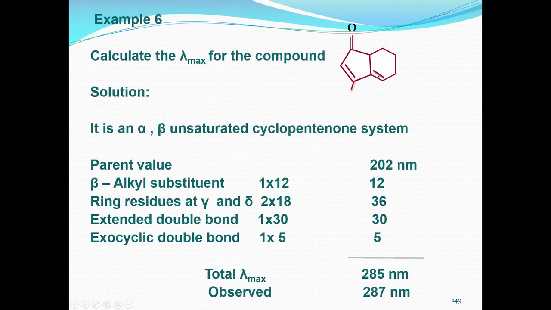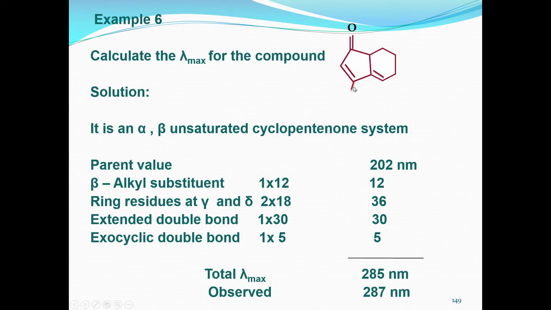This is the compound. Here it is a 5 membered ring, and then double bond, double bond, single bond, and double bond, double bond, but we cannot take this as a conjugated diene, but as a conjugated ketone. So, this is a cyclopentanone system, parent value is 202. If you look at the rules I have given you earlier, they are all there, and there is one beta alkyl substituent. If I take this double bond, single bond, double bond, single bond.